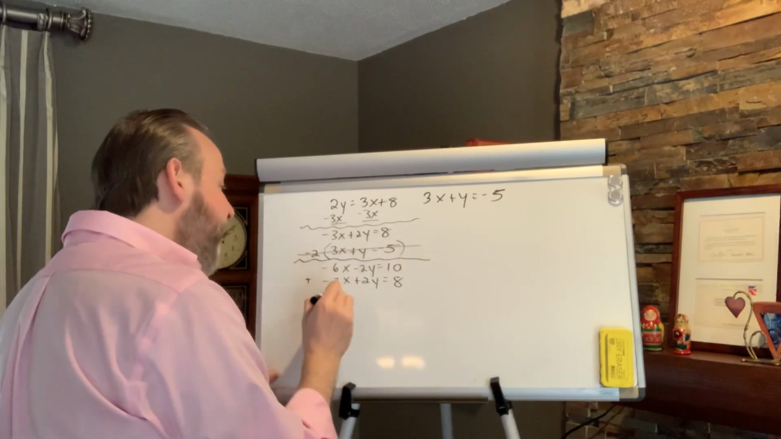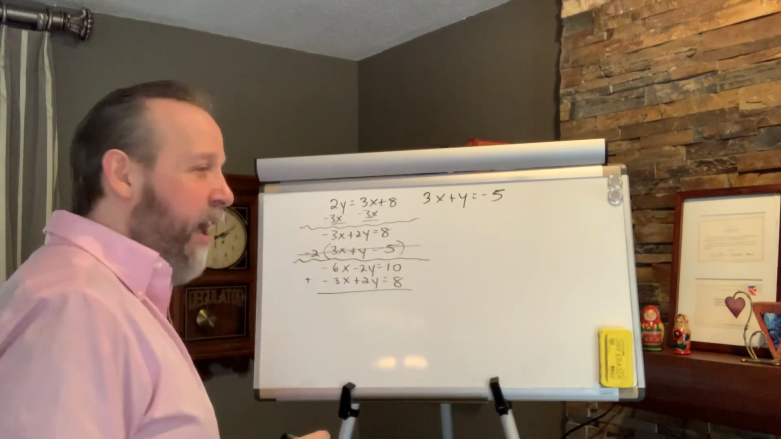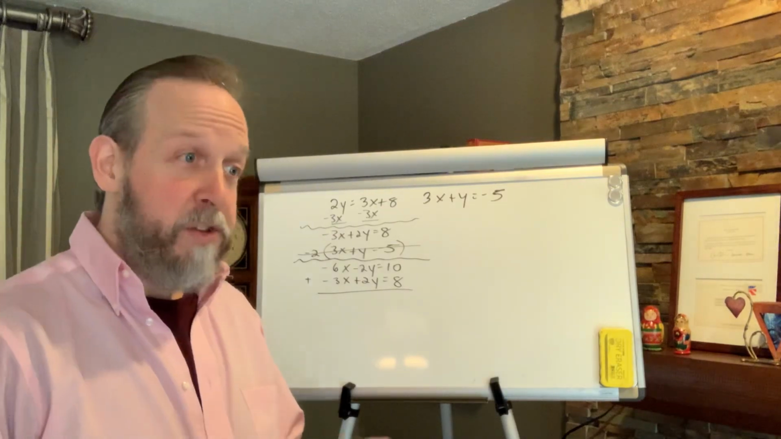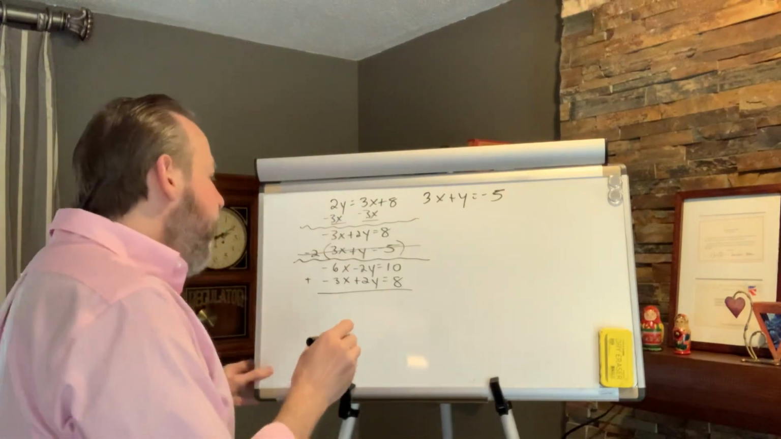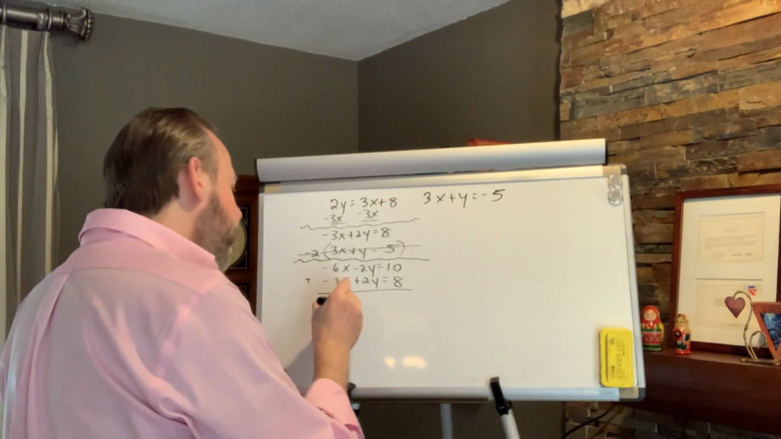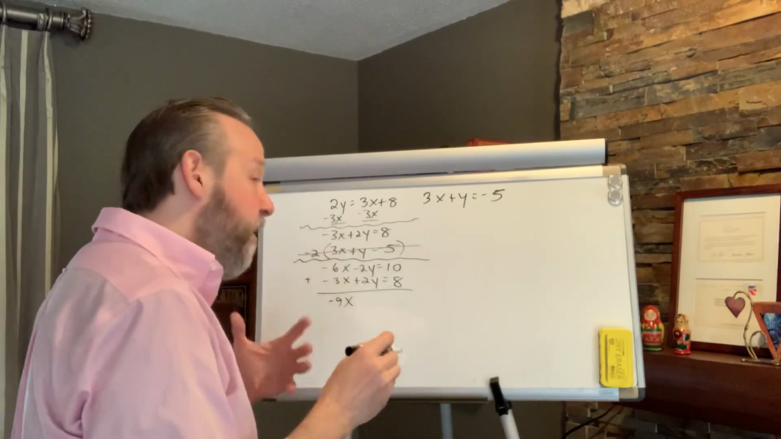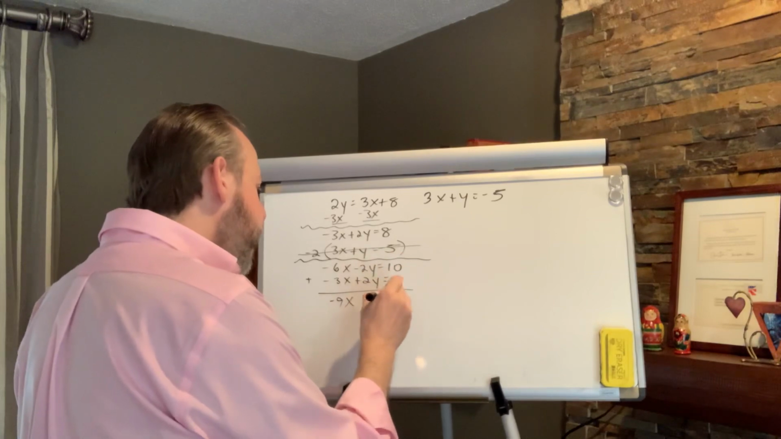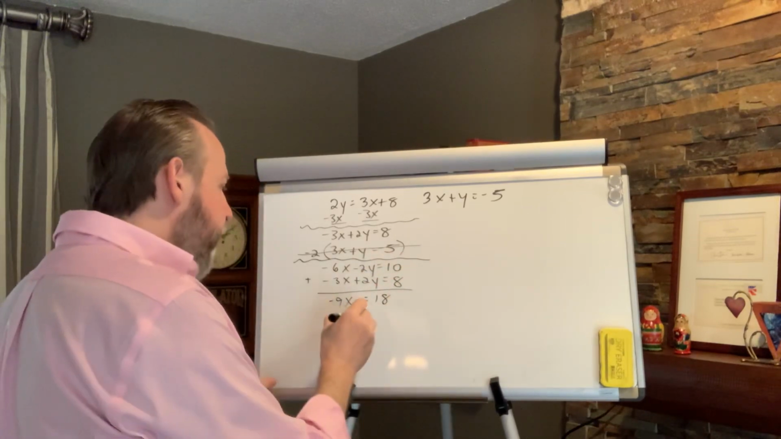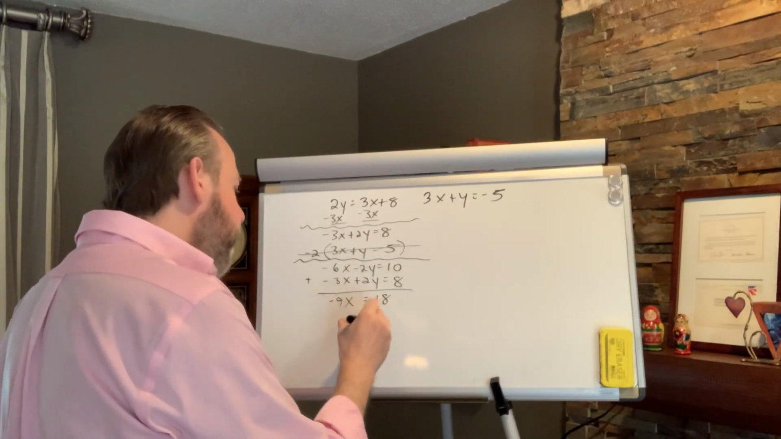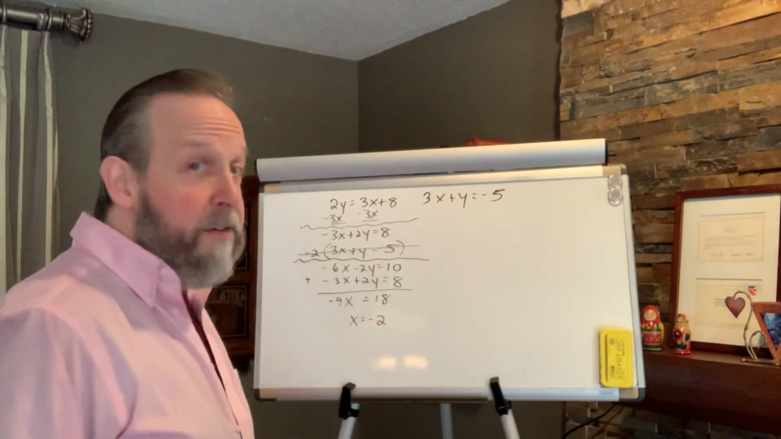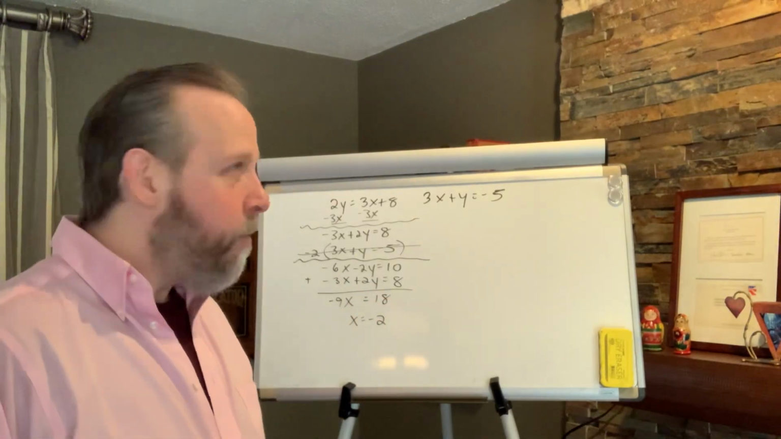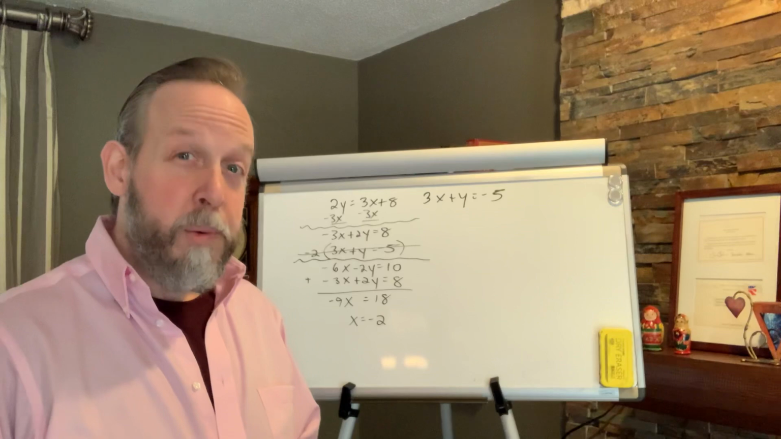Now that they're stacked and in standard, I'm going to add vertically. I've got everything checked off along the way. Negative 6 plus negative 3x is negative 9x. The y's will cancel. They're gone. They're done. 10 plus 8 is 18. Divide both sides by negative 9. And I got an answer of x. That's negative 2, which, again, I already told you it would be.